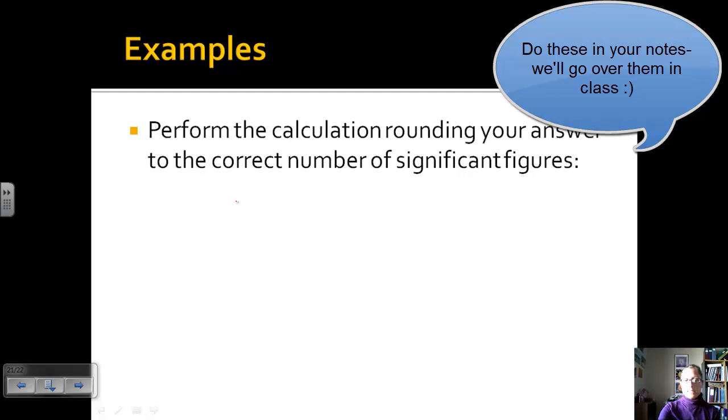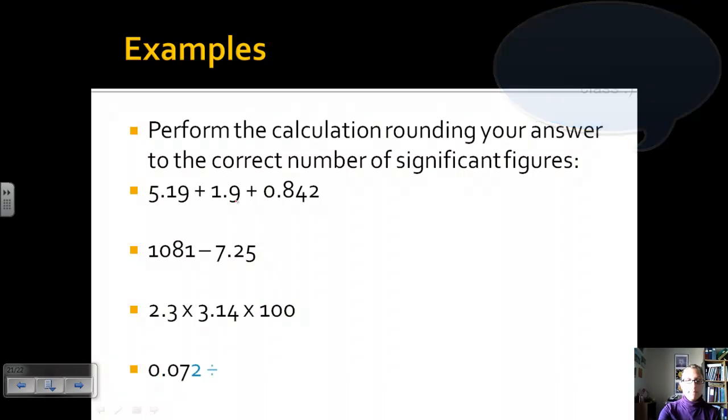So try these examples on your own, and then we will go over them to see how you did.